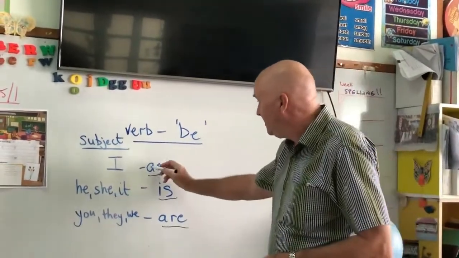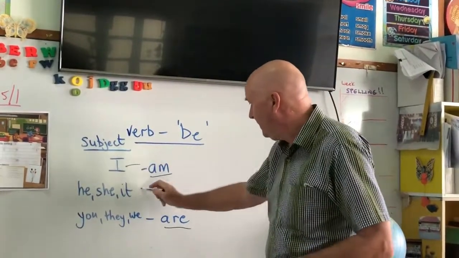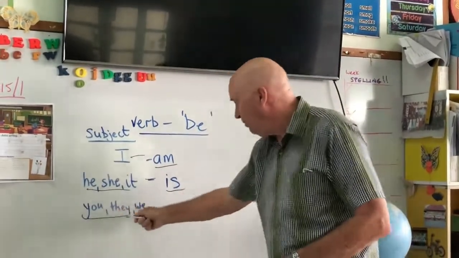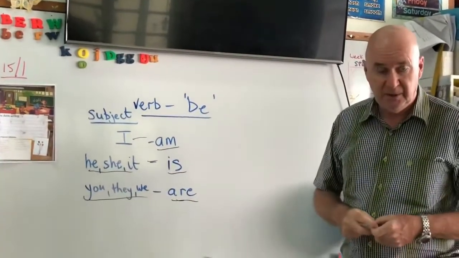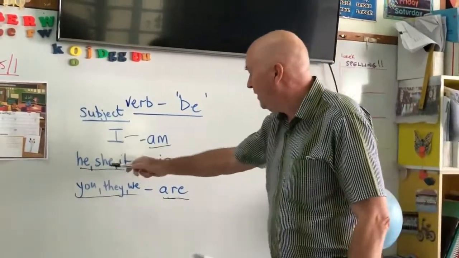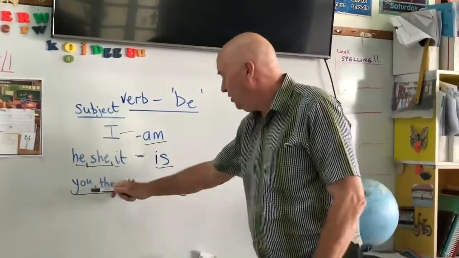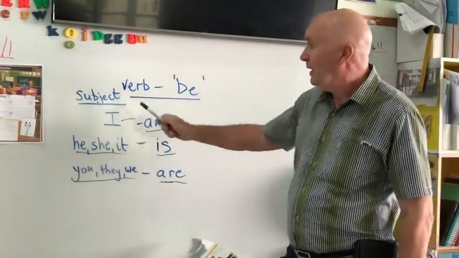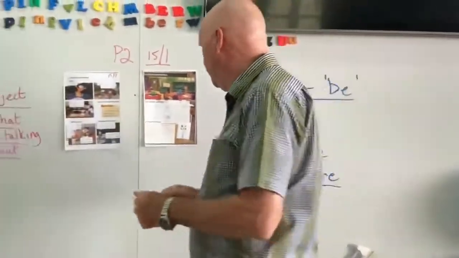So am must go with I, is must go with he, she and it, and are must go with those. Okay? They must go together like that. I am, he, she, or it is, you, they, or we are. Okay? So, now, let's go on to look here.